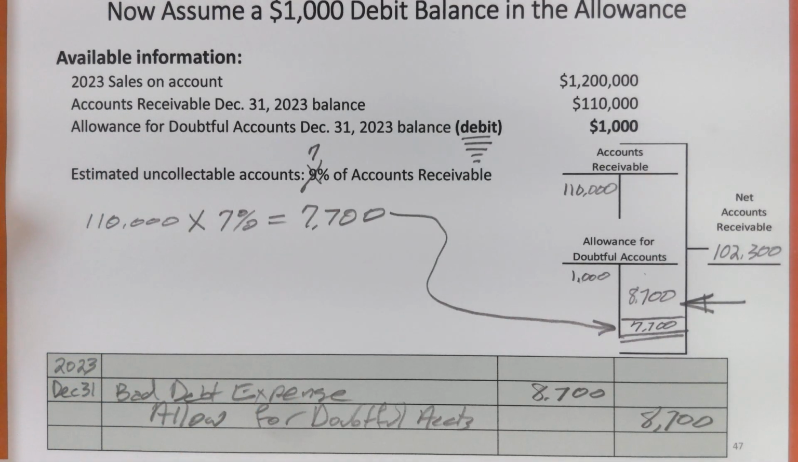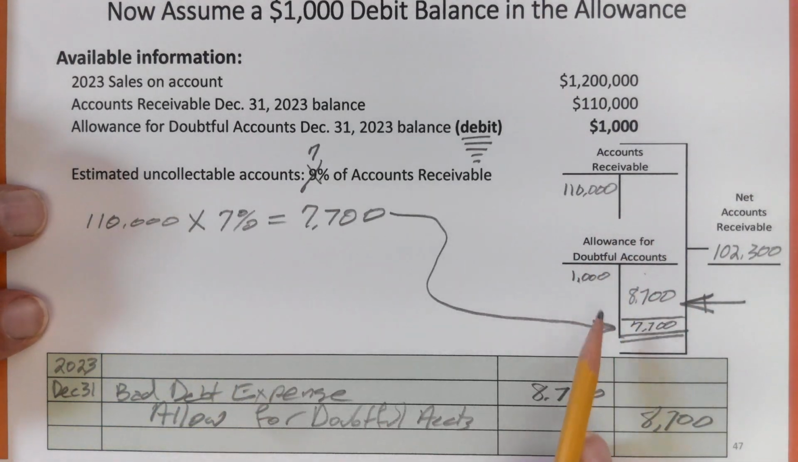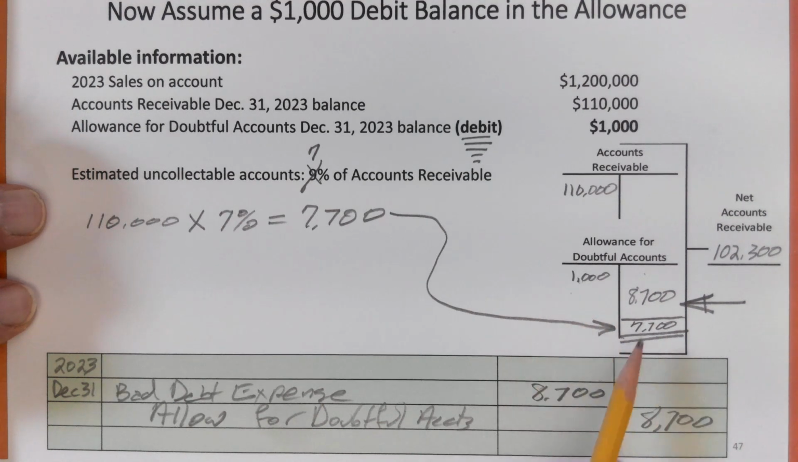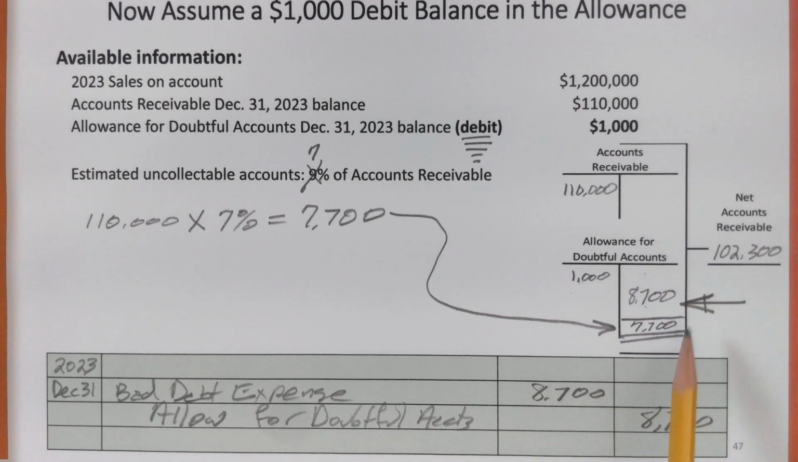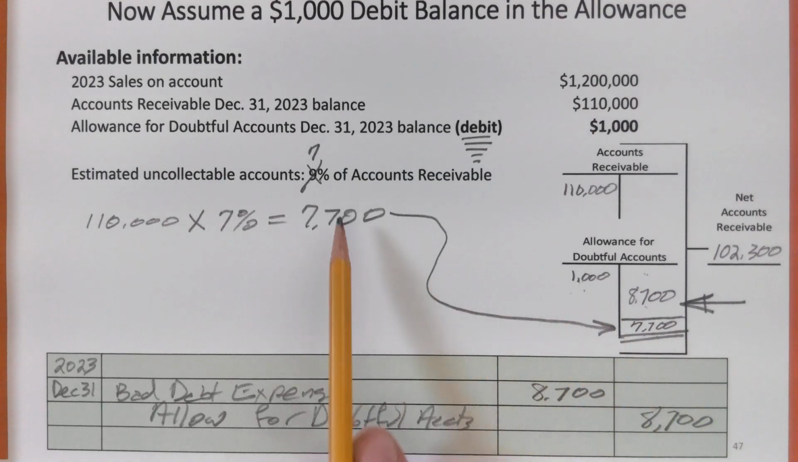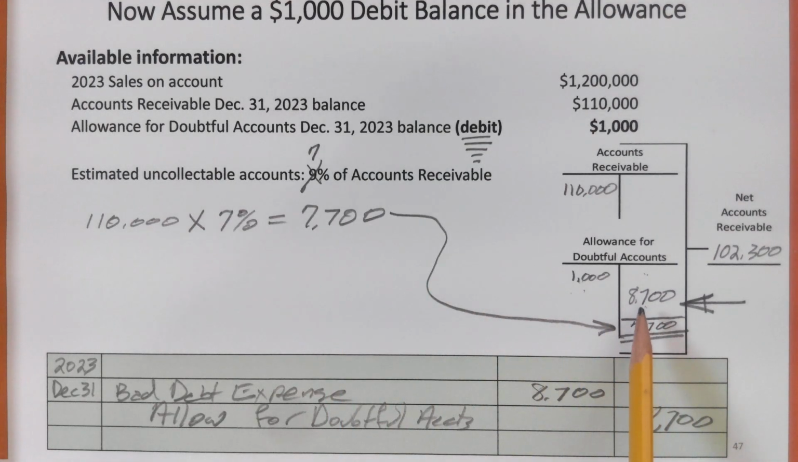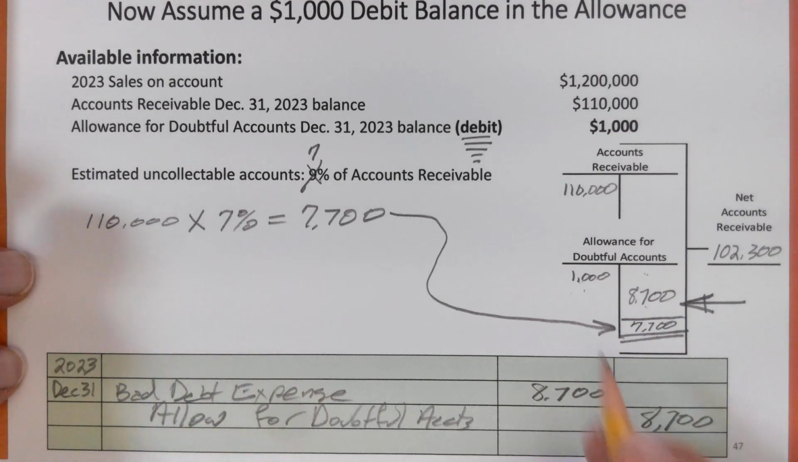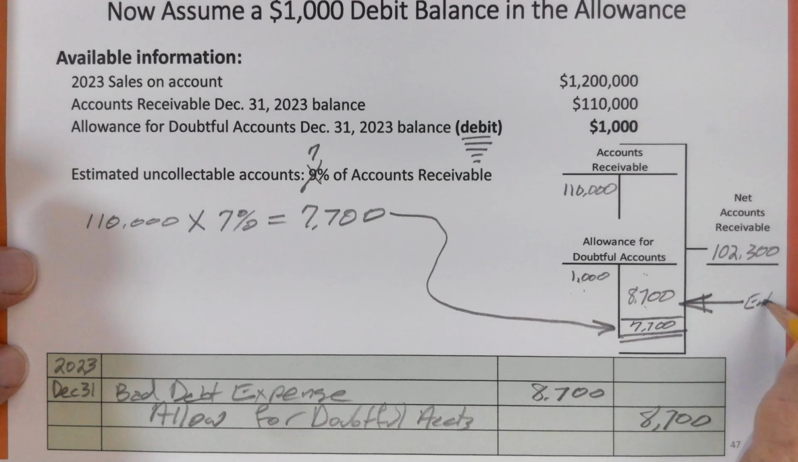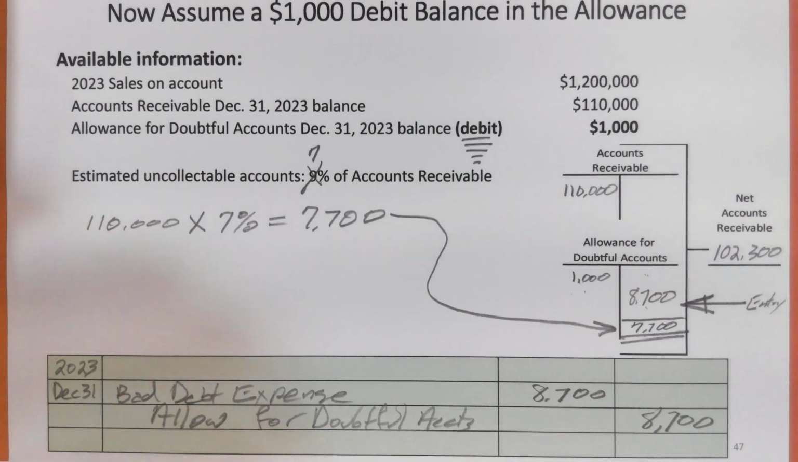Now, the complication with this, the hard part, is right here, making sure that you properly consider the debit balance in the account so that you calculate the right amount of the entry, which in this case is $8,700. So if it's a credit balance in the account, you're going to take your $7,700 and reduce it by the credit balance. If it's a debit balance in the account, you're going to take your $7,700 and increase the amount of the entry by the balance in the account. So that's the amount of our entry.